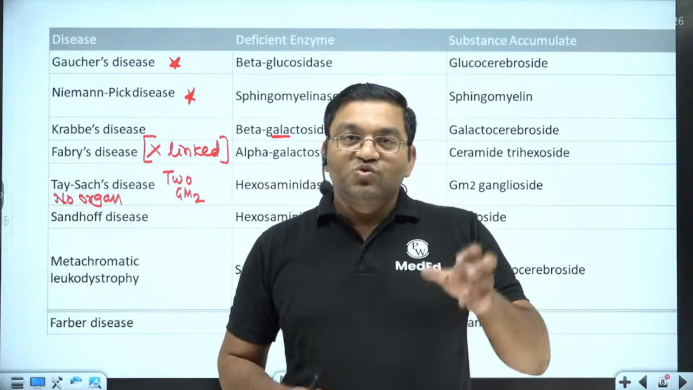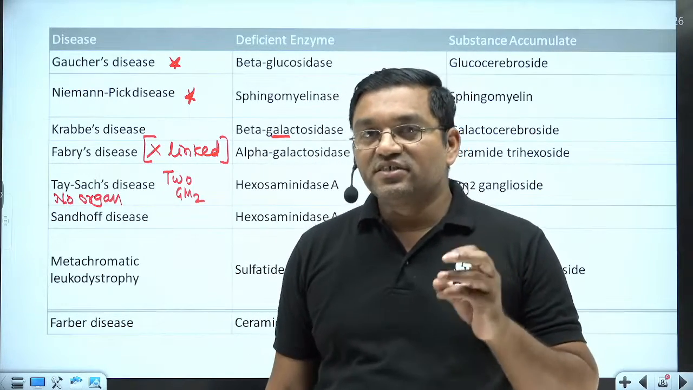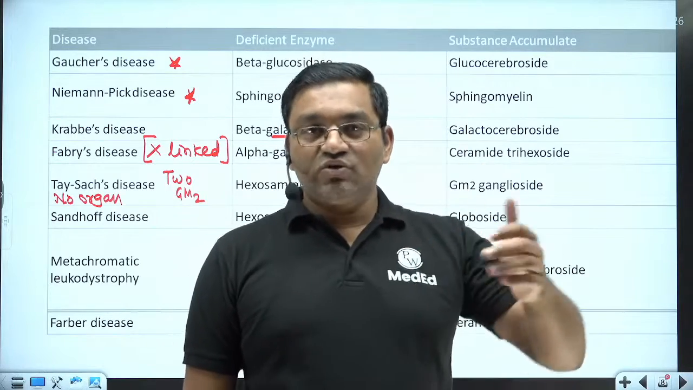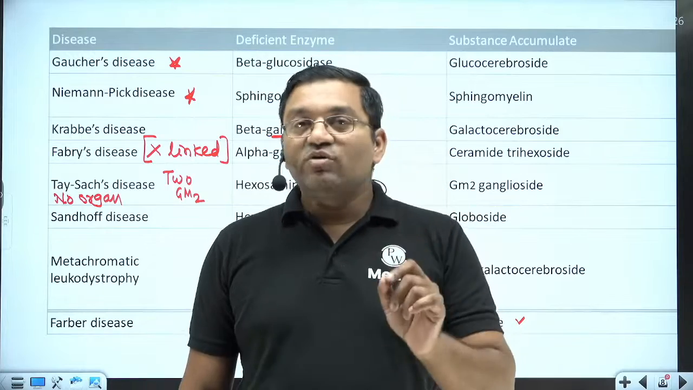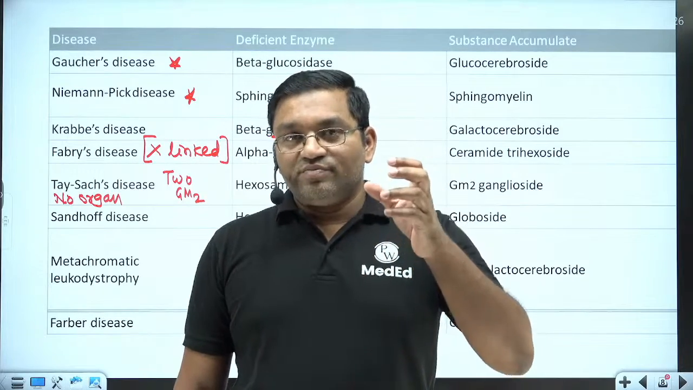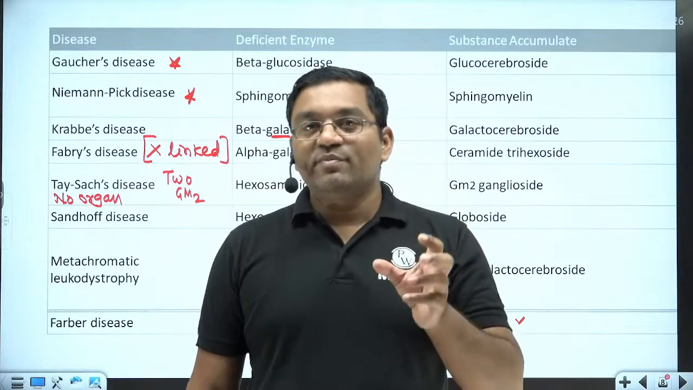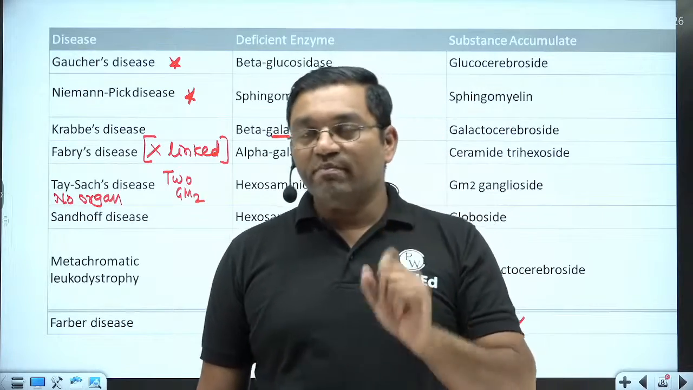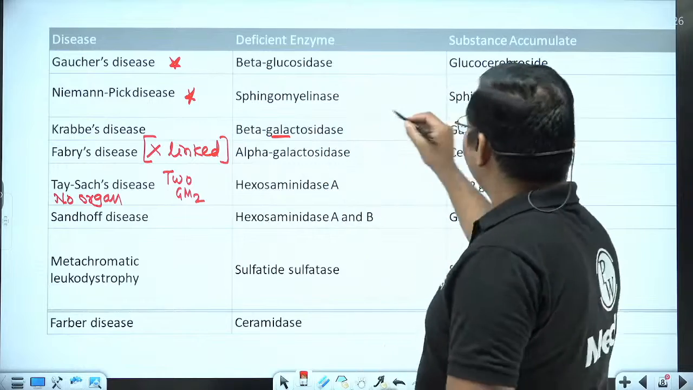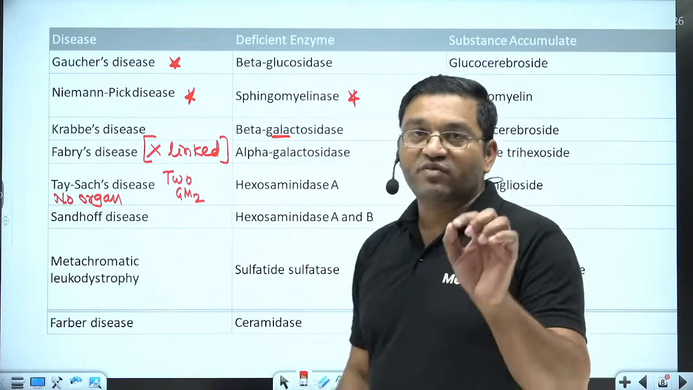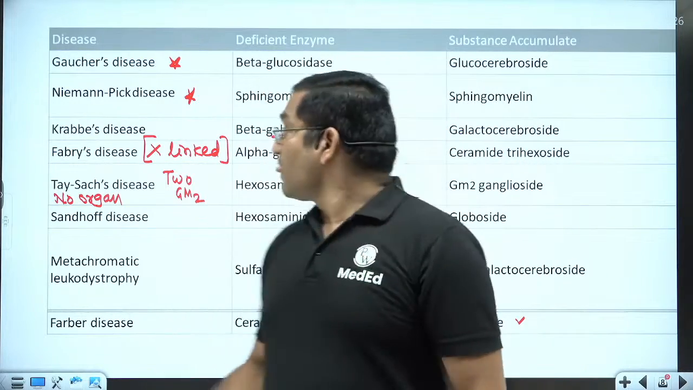Okay, there is no organomegaly in Tay-Sachs disease, but in the other GM2 gangliosidosis, Sandhoff disease, along with the eye and brain involvement, there is hepatosplenomegaly. Niemann-Pick disease is due to sphingomyelinase defect. This is also an important question for first year students.